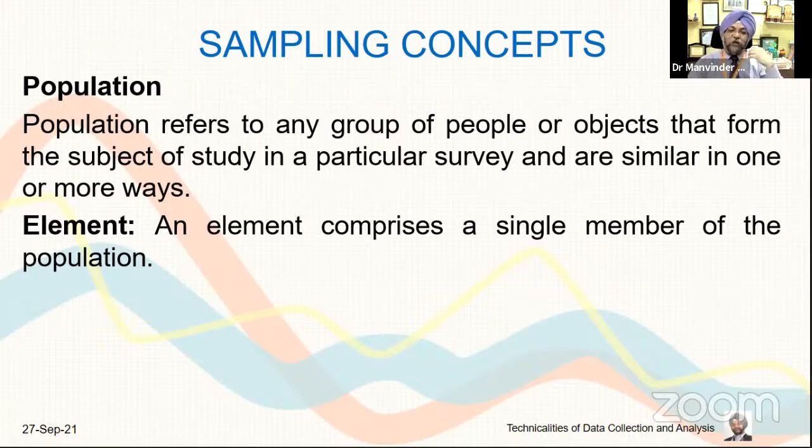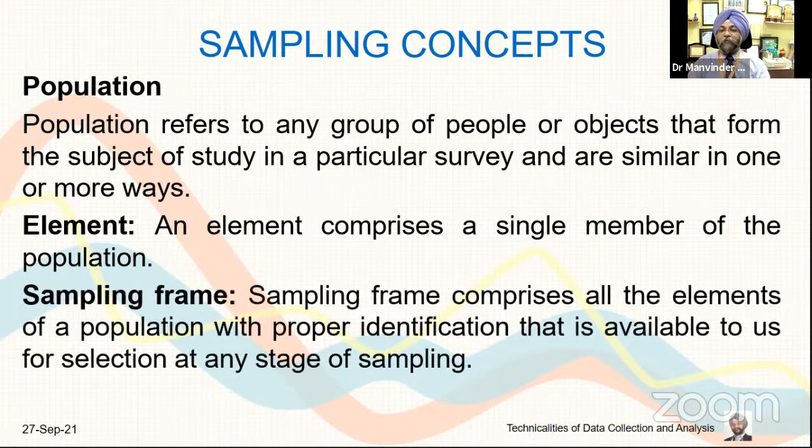Next is your sampling frame. So what is a sampling frame? A sampling frame comprises all the elements of the population with proper identification that are available to us for selection at any stage of sampling. Okay, so there may be a part of the population which may not be available to us for taking the sample. Excluding all those, the sampling frame will comprise the frame from which we can choose the sample.